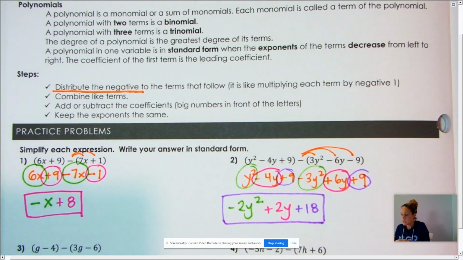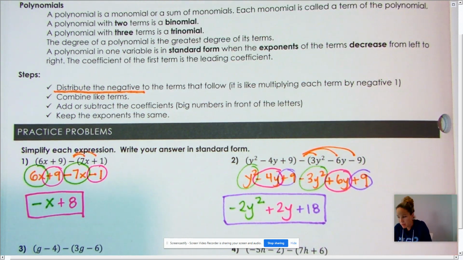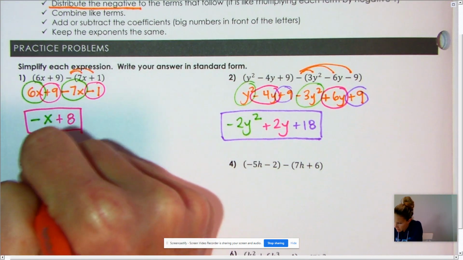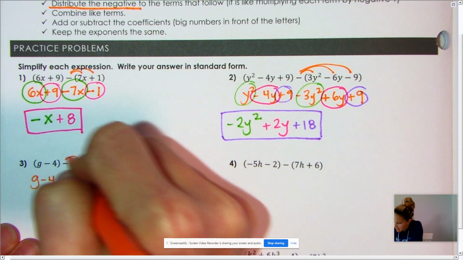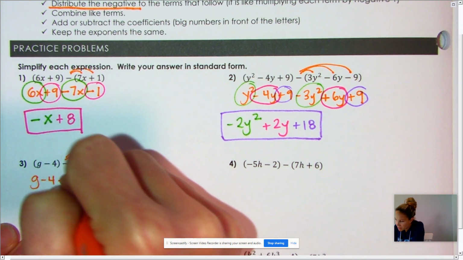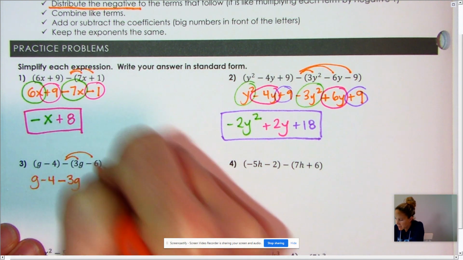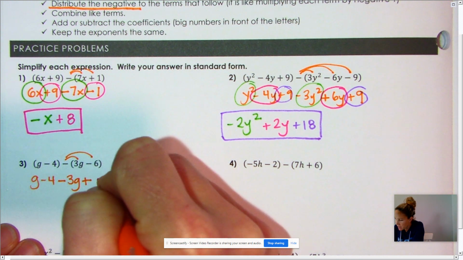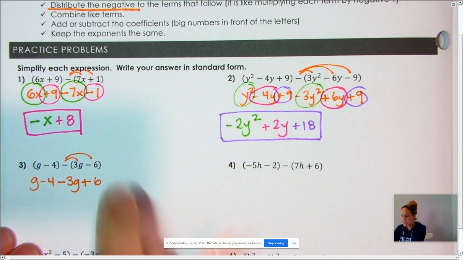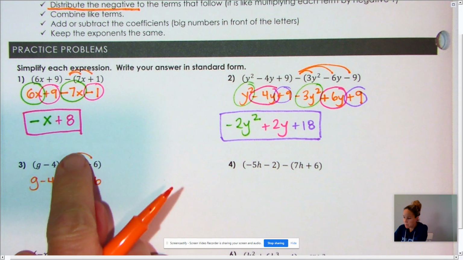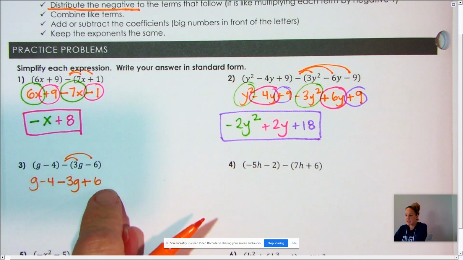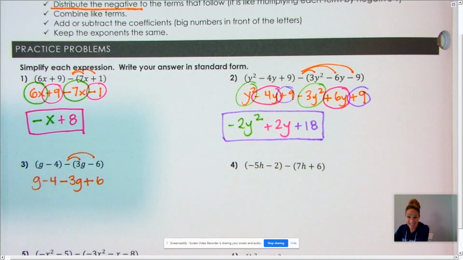Okay. Question number 3. Remember our first step. Copy the first one, so g minus 4. Then that negative gets distributed. So we have negative 3g, and a negative times a negative is a positive 6. Okay, so we keep the numbers and letters and everything the same. The only thing that changes is the signs.